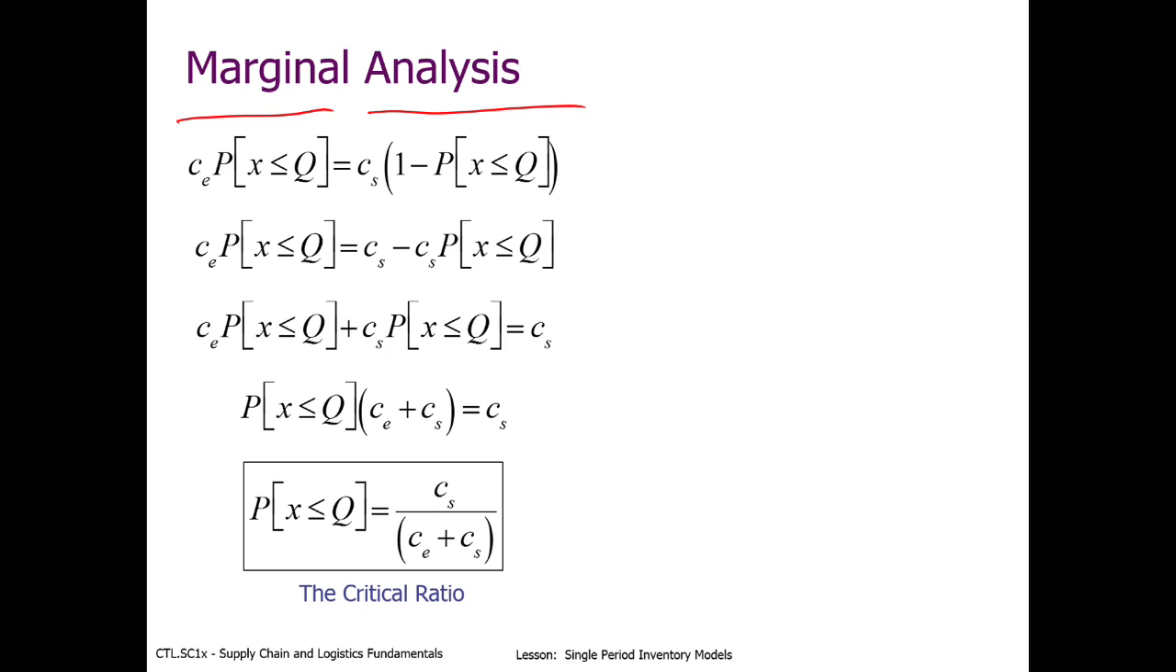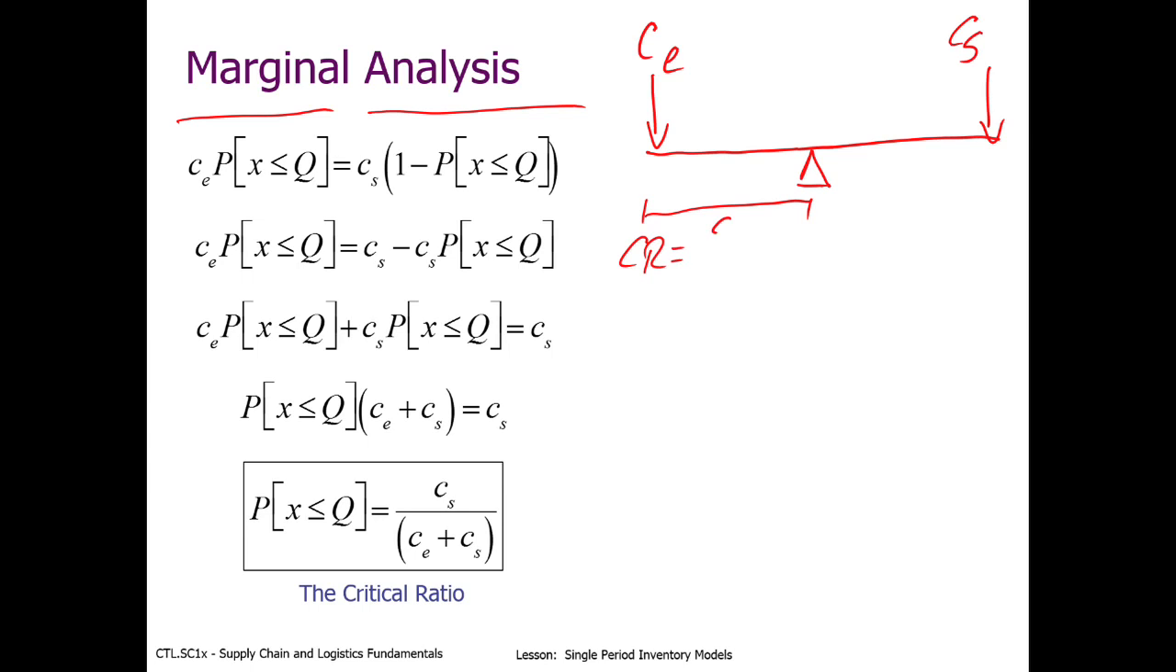So let's see if we can talk about that just a little bit more. Think of it like a seesaw. On one end, I've got my cost of being excess. And sitting at the other end of the seesaw is the cost of being short. So the question is, where do I put the fulcrum to make it balanced? We can think of this distance from the fulcrum to C sub E as being equal to the critical ratio, which is C sub S over C sub E plus C sub S. Just this term. So what if C sub E equals C sub S? Where will the fulcrum be? Right in the middle, because you have half and half.